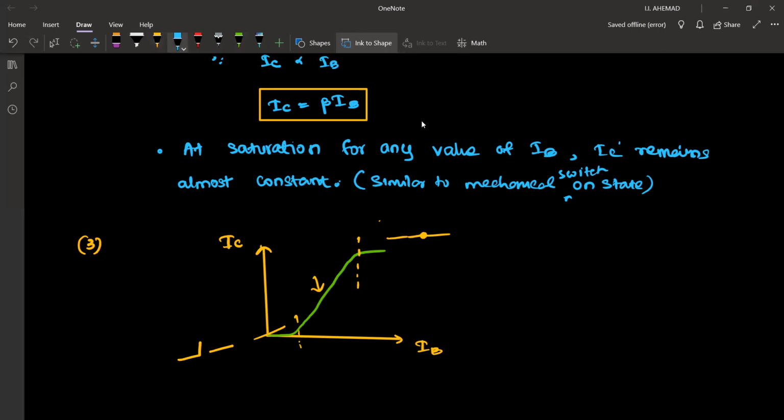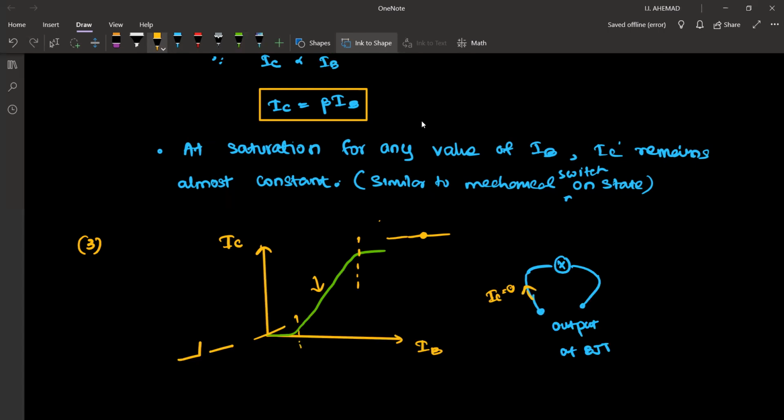The reason is, let's think we have a bulb. The terminals of the bulb are connected to the output of the transistor. When IB current is 0, IC current is 0, therefore the bulb won't work. Switch off.